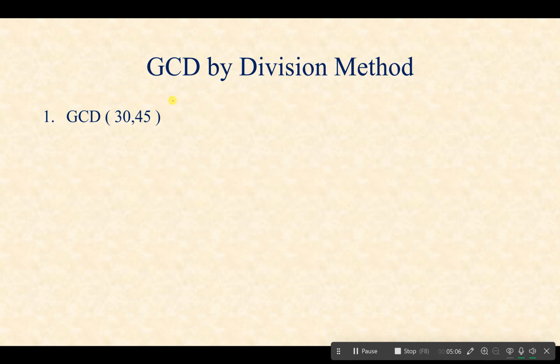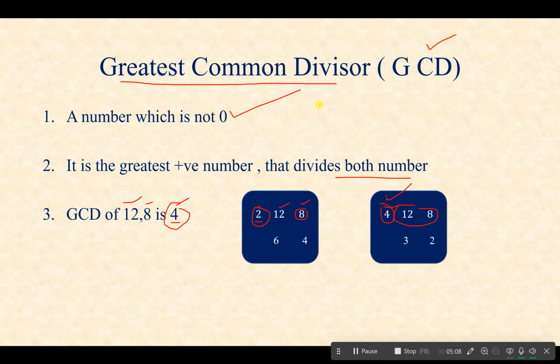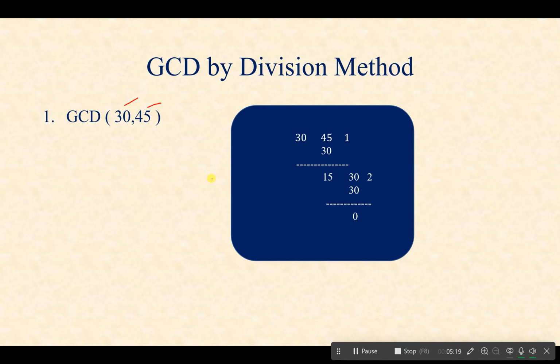The method which we saw is called the division method, because we are dividing and then finding the answer. Now, we'll find the GCD of 30 and 45 using the division method. First we'll start to divide. 45 divided by 30: 30 into 1 is 30. So the remainder is 15. Then we'll divide 30 by this remainder. 15 into 2 is 30. So the remainder is 0. So the GCD of 30 and 45 is 15.